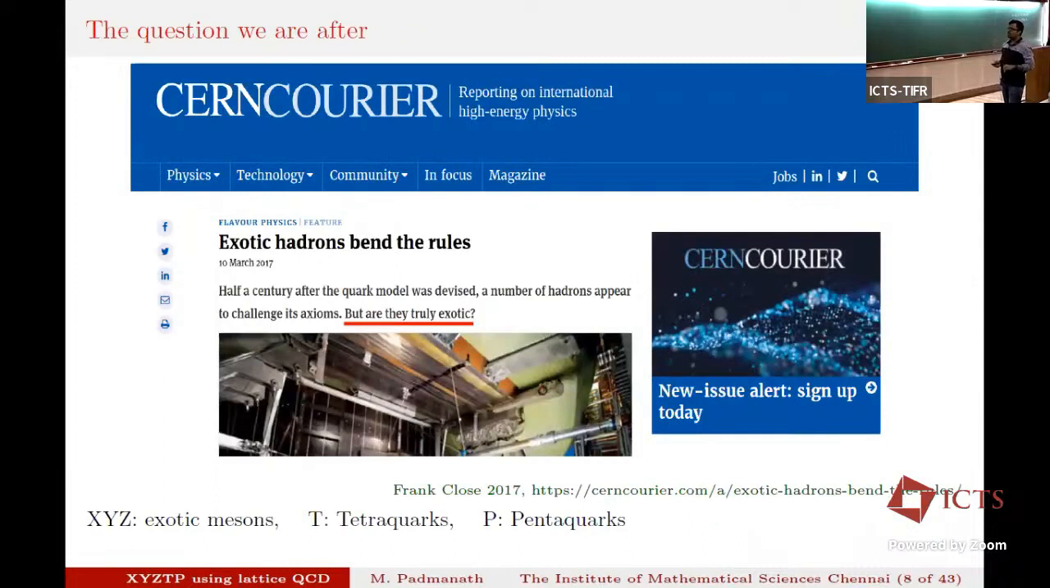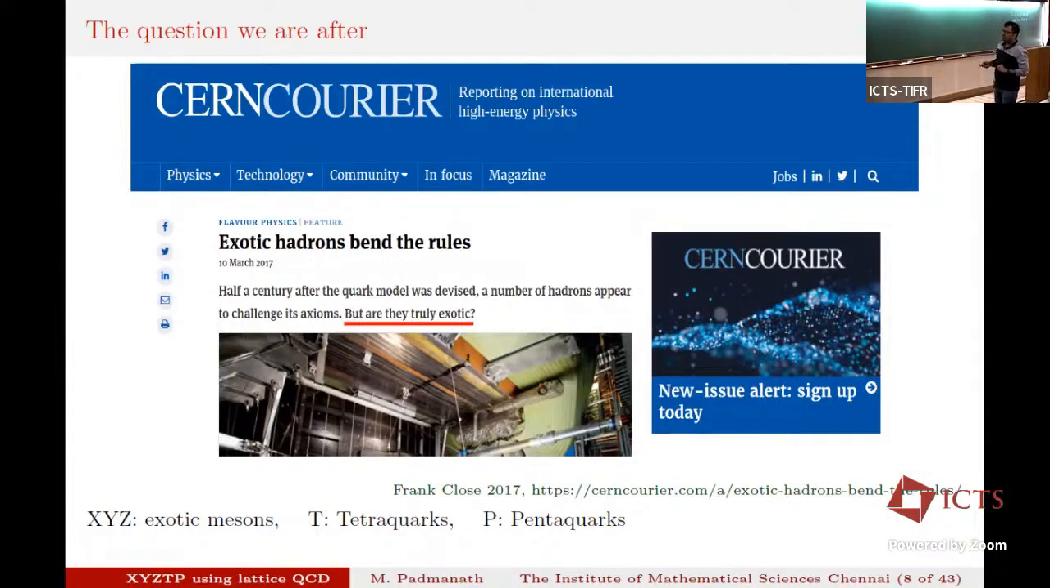So our main question here is this. This is a screenshot of Frank Close's article on these exotic hadrons, and they are called exotic hadrons because they tend not to obey the rules. That is exactly why they are called exotic. The question we are after is: do we really need to call them exotic, or can we understand them based on first principles QCD?